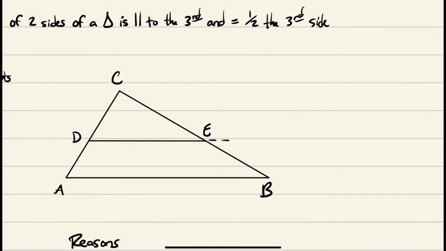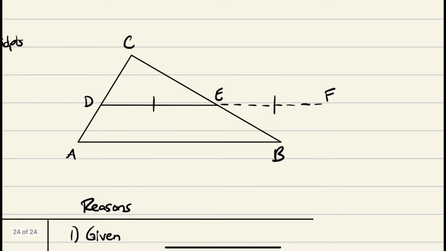Before we write the reason, let's just quickly do that here. We're going to extend DE its own length. That seems about right. Maybe not necessarily, but you just have to eyeball it. And we're going to state that it's equal to, we doubled it, we extended it its own length. And we're going to call this point F here. So now we stated that DE equals EF. Those two lines equal each other.